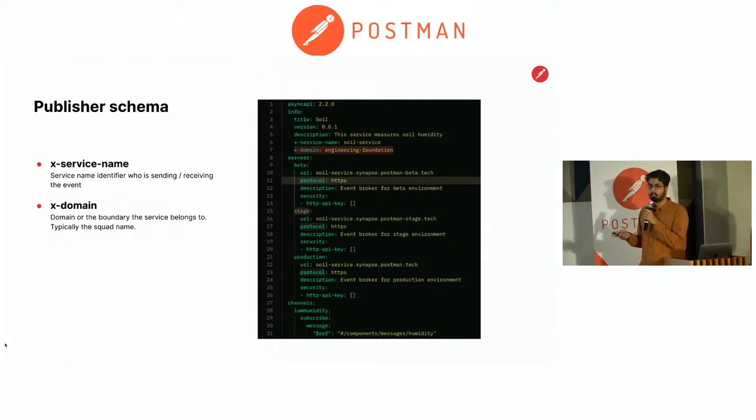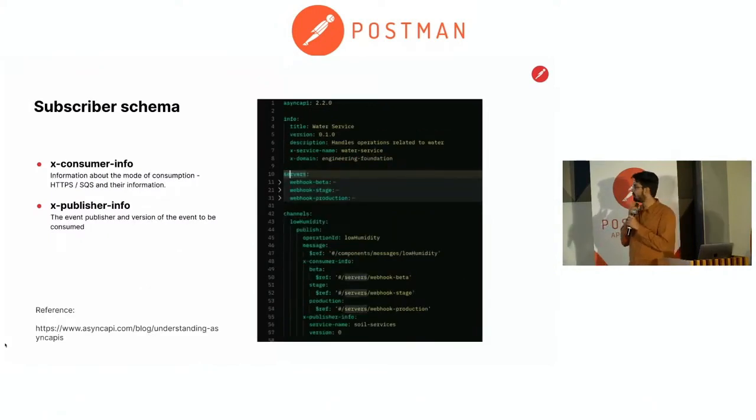Both the publisher and subscriber schema mention the servers object, which describes any container capable of sending or receiving information. In the case of the publisher schema, we mention the API gateway information. For the subscriber schema, it is the information of the SQS or the HTTPS webhook. The rest is standard AsyncAPI without any deviation.